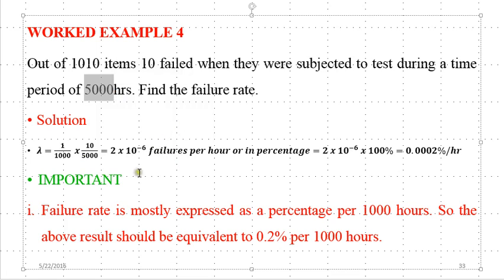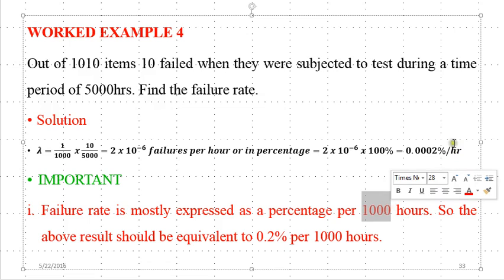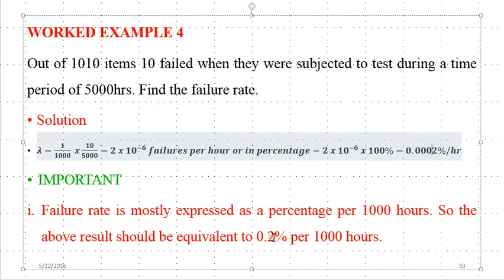And if you wish, you can change these failures to percentage. That is this times 100, which will give me 0.0002% per hour. But one important thing we need to know: we don't express it as percentage per hour. Mostly we express it as percentage per 1000 hours. So if we want to change this from per hour to per 1000 hours, we multiply what we obtain here by 1000, and this will give me 0.2% per 1000 hours.